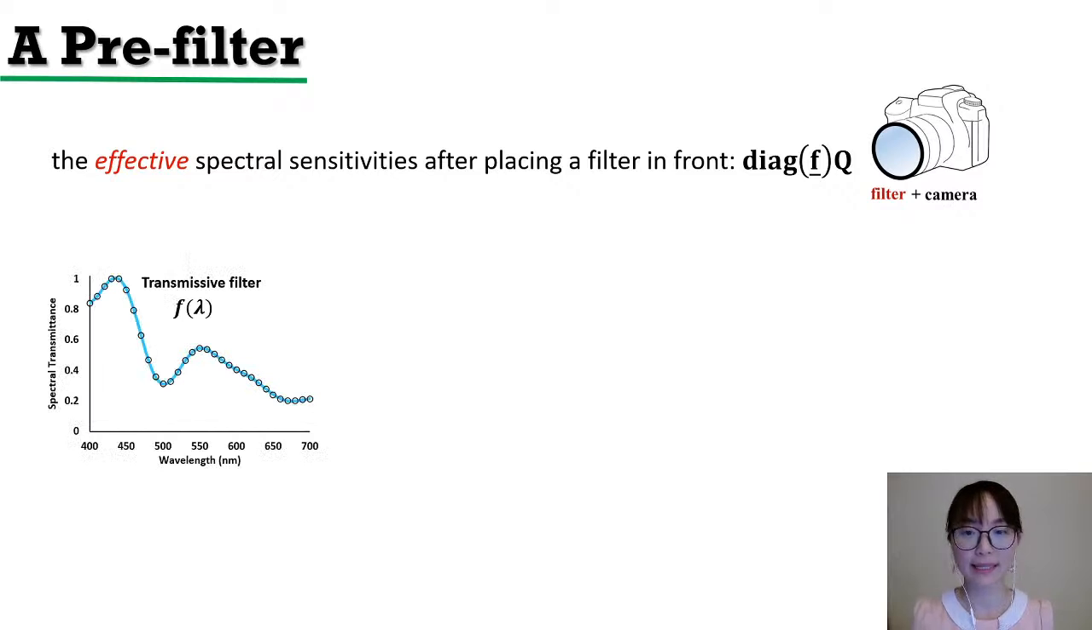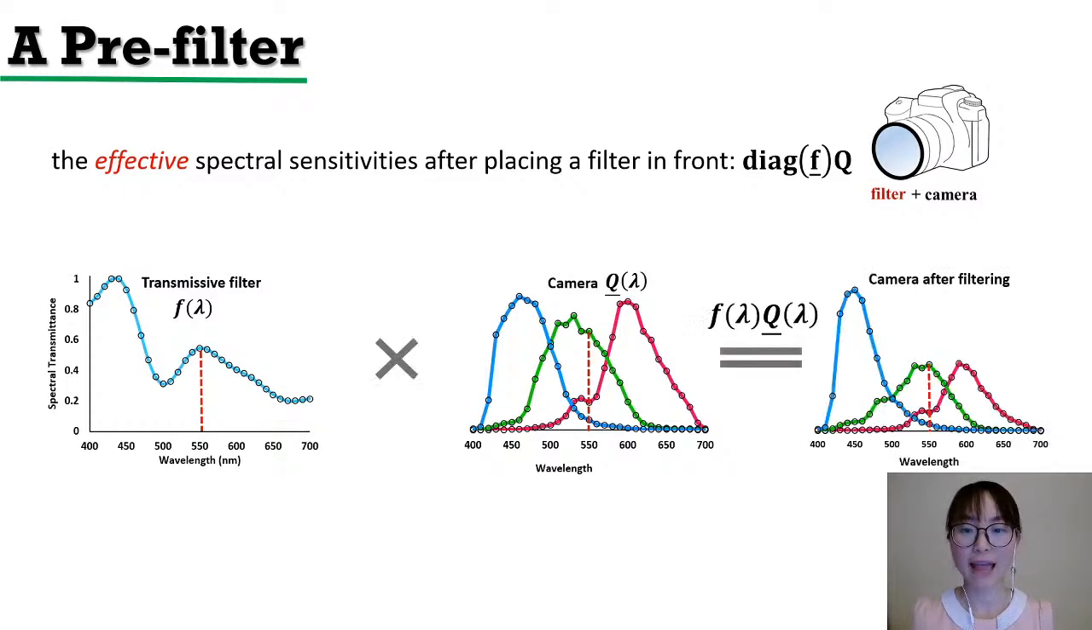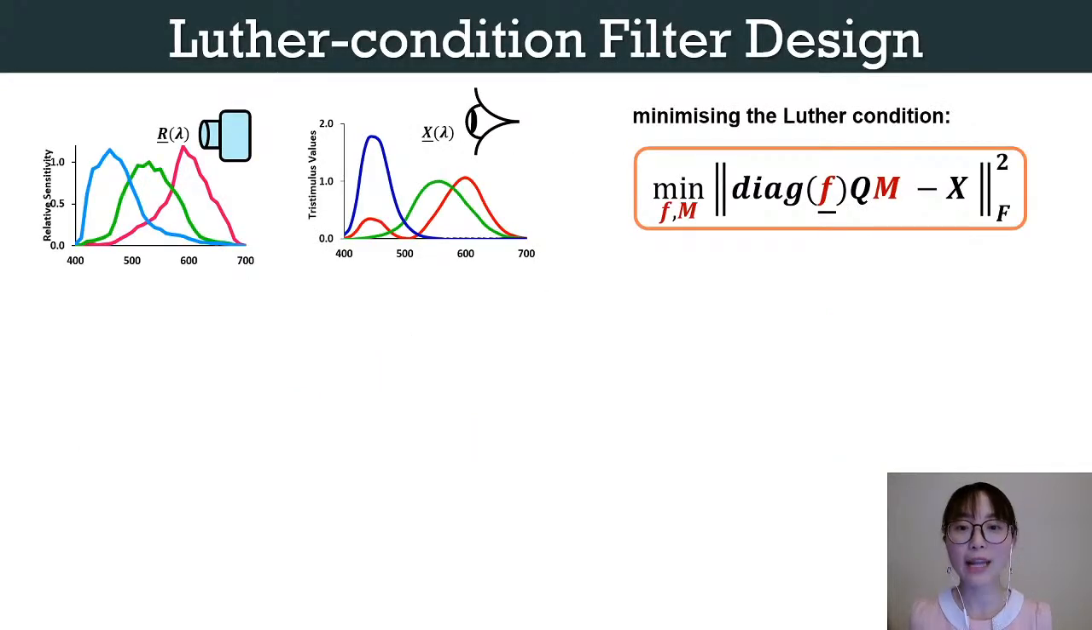So specifically, if f(λ) is a transmittance filter function and q(λ) denotes the camera sensitivity at a given wavelength, taking 555 nanometers as an example, after filtering, this f(λ)q(λ) multiplication is a physically accurate model of the effect of placing a filter in front of the camera sensors. Now we can look at how to design such a filter.